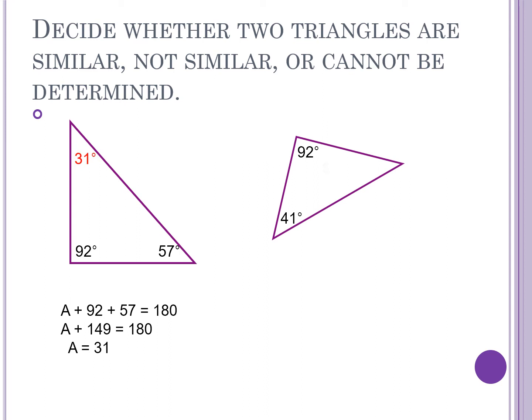While for the other triangle, 92 plus 41 is 133. Subtract 133 from 180, we get 47. Therefore, the measure of the third angle is 47 degrees. If you will try to observe, only one angle is congruent between the two triangles. Therefore, the two triangles are not similar.